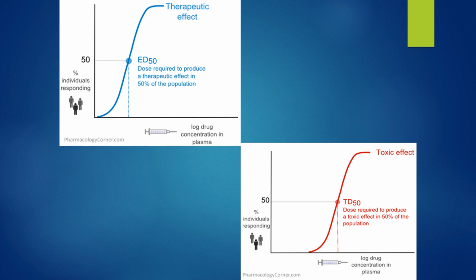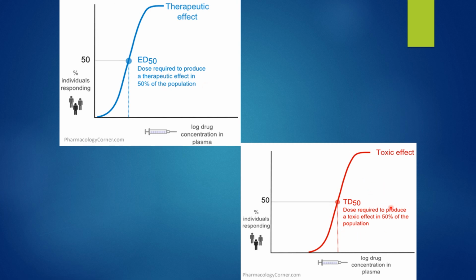Okay, see these two separate graphs. One is the therapeutic effect and the other is the toxic effect. This is a log graph, and when we take 50% of people, the effectiveness is compared in 50% of people, and this is ED50. So, the dose where 50% of the population is effective is known as ED50: the dose required to produce a therapeutic effect in 50% of the population.